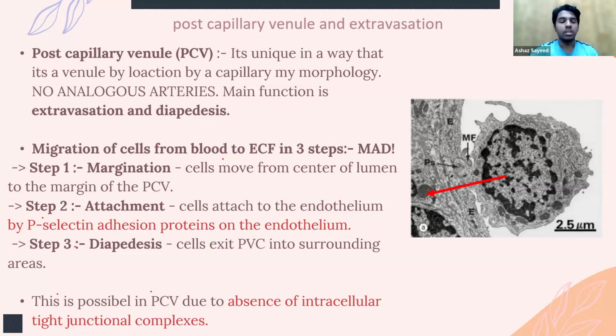Now, all this movement of such huge cells is possible due to the absence of intercellular tight junction complexes. We have gap junctions, tight junctions and all that, right? But post capillary venules don't have tight junctions. Since they don't have tight junctions, they're pretty loosely organized, and cells can just go through.